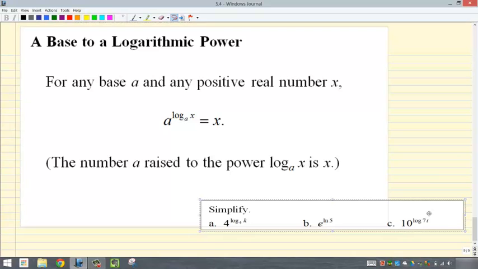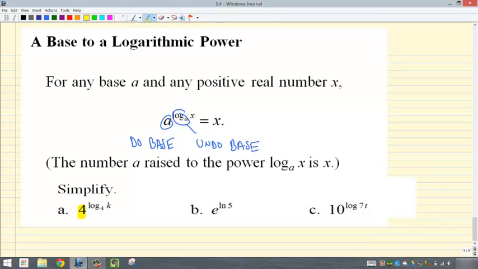If you have an exponent that involves a log, and once again the bases match, they kind of neutralize each other, and you're left just with an x. So here you have the base of the exponent, and here is the base of the log, and they're going to cancel each other out, and you're going to be left with k. On the next one, this is e to the log base e of 5. Remember, that's what natural log is, log base e. And again, these two things cancel, and you're just left with a 5.